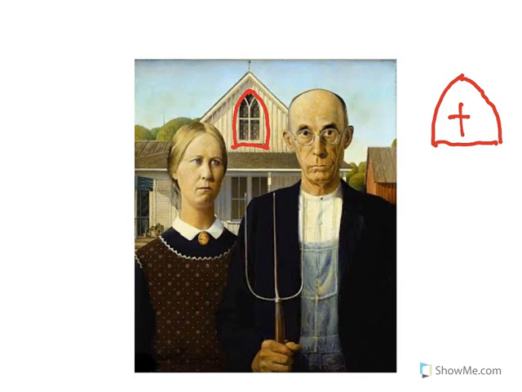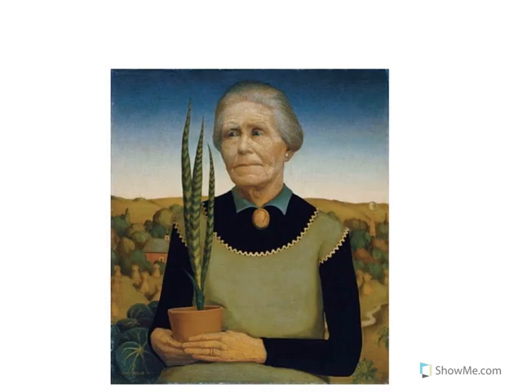Okay, let's go on and take a look at some of the things that came before this painting. This is a painting of Grant Wood's mother, and it came the year before American Gothic. So this was painted in 1929. If you take a look at this painting, you'll notice some very big similarities.